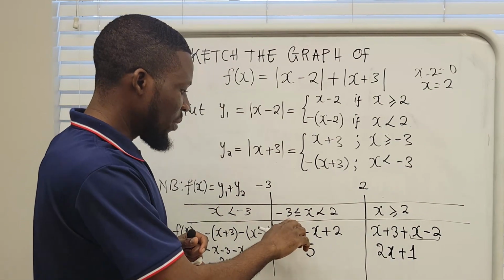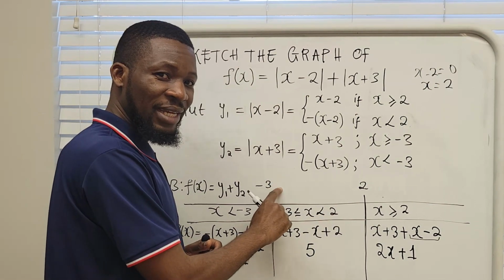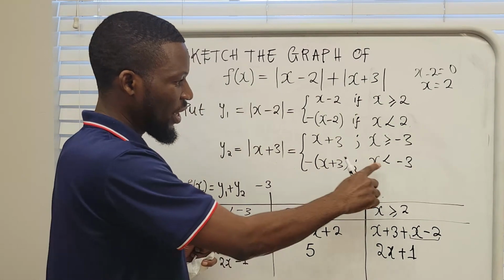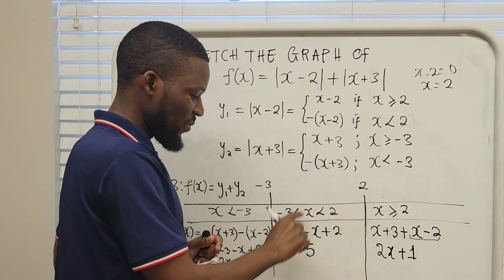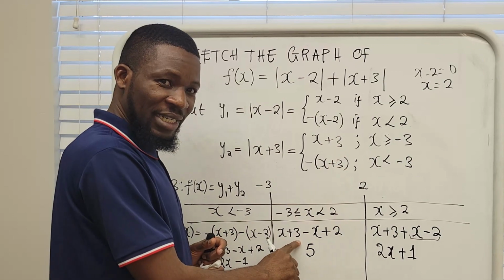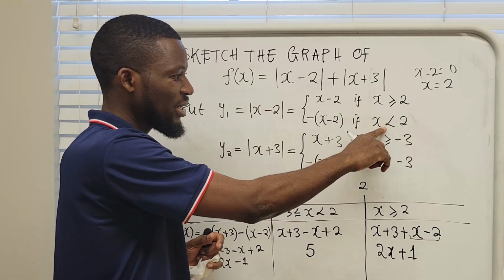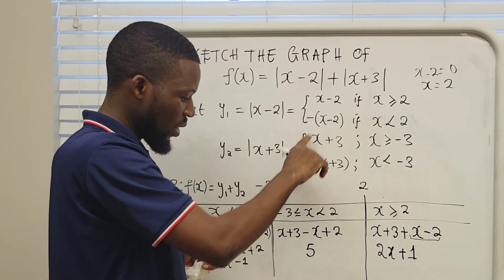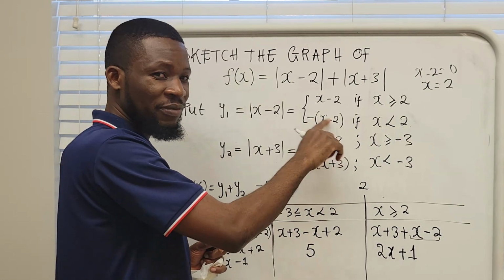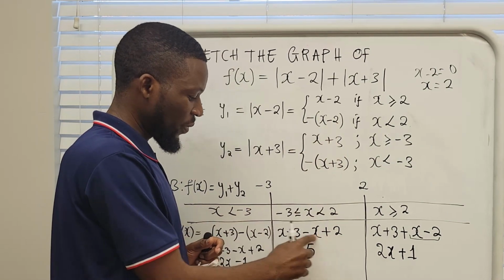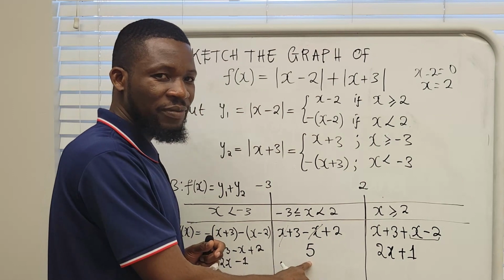Now between negative 3 and 2, x here is greater than negative 3, so I will pick x plus 3. But x is less than 2, so in this case I have negative x, then negative 1 multiplied by negative 2 is positive 2. Now x and negative x cancel, so I have 3 plus 2, which is 5.